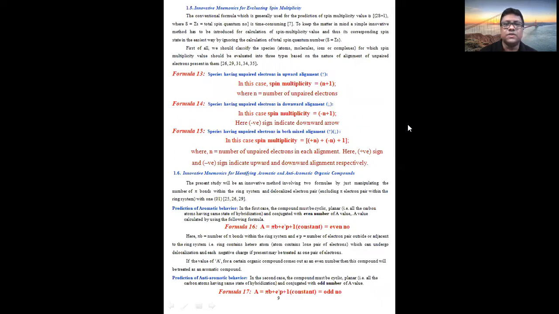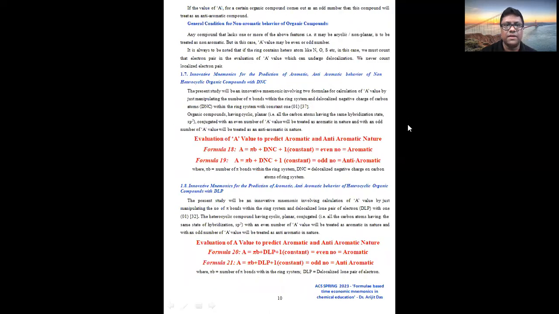Next, spin multiplicity. Here the spin multiplicity can be calculated by using these three formulas: n plus 1, minus n plus 1, plus n minus n plus 1.